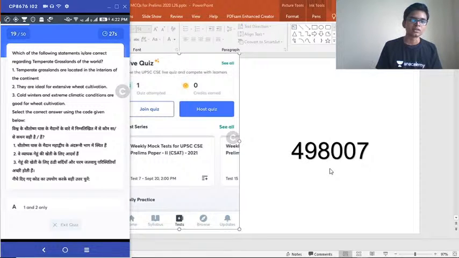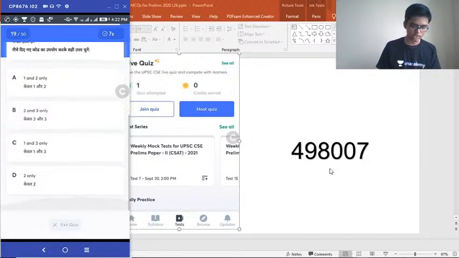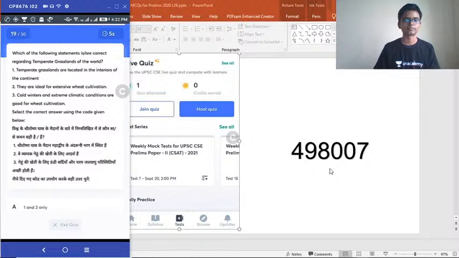Question 19. Which of the following statements is correct regarding temperate grasslands of the world? Temperate grasslands are located in the interiors of the continent. They are ideal for extensive wheat cultivation. Cold winters and extreme climatic conditions are good for wheat cultivation. Select the correct answer. Simple direct question, 10 seconds to go. 1 and 2, 2 and 3, 1 and 3, 2 only.